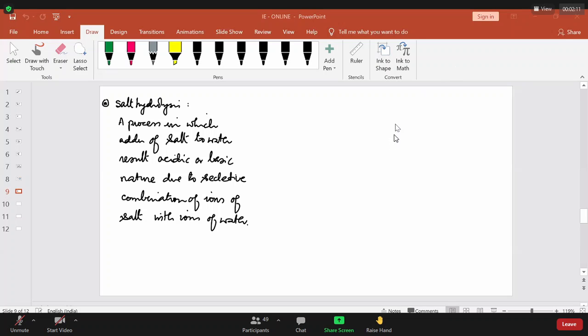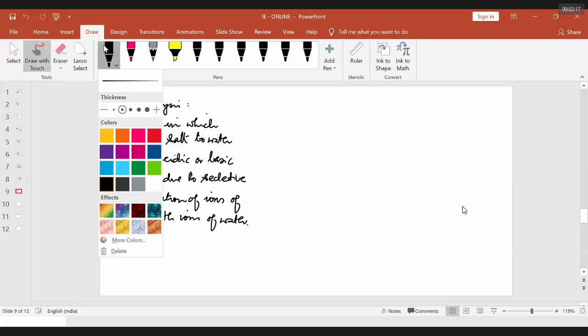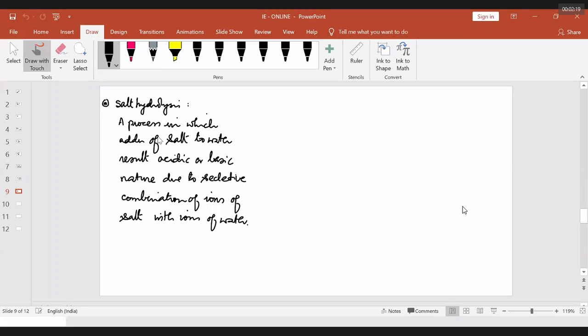Come on. In the previous class, we were discussing salt hydrolysis. We have said that salt hydrolysis is a process in which, when you add salt into water, the resulting solution exhibits acidic, basic or neutral properties. This is known as salt hydrolysis. People say something like this, but it is not that way.